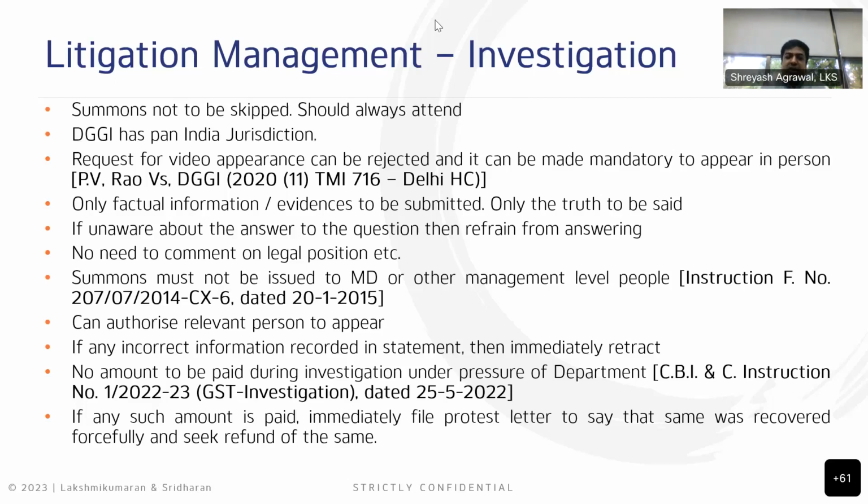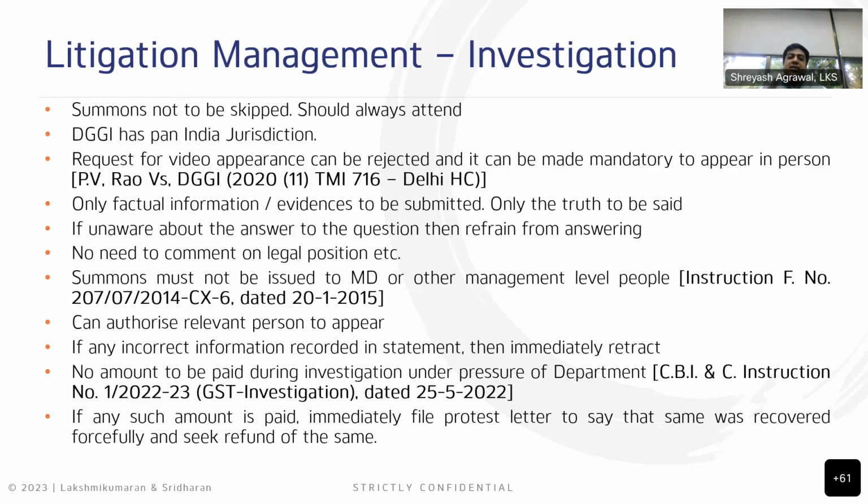Also, when you go for a summons or investigation proceedings, you only have to submit facts, evidence and information. You have to only submit what is the truth. If you are unaware of certain facts, please say that you are unaware of these facts, and that you will reconfirm and convey what the actual facts are. Also, if they ask you any legal question, do not answer it. Suppose they ask whether this credit is eligible, or whether GST is to be paid, say, I will contact my legal consultant, take a legal opinion and convey it to you. Never give such answers, because they will be used against you in further proceedings of show cause notice and orders. Hence, be very careful when attending summons.